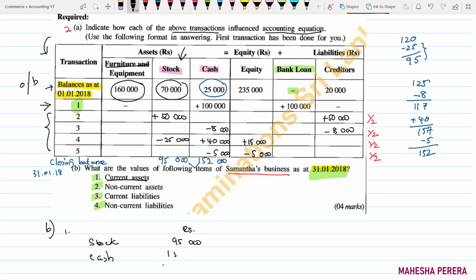Then you present them the cash closing balance. It's 152,000, and show them the addition. And for the addition, you call it current assets. Or you can say total current assets. So let's say just current assets. And what's the value now? 247,000 rupees. That's the value of current assets of whose business? Samantha's business. Right? Now you're given 4 marks here.